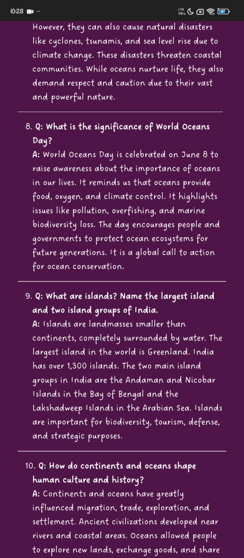The largest island in the world is Greenland. India has over 1,300 islands. The two main island groups in India are the Andaman and Nicobar Islands in the Bay of Bengal and the Lakshadweep Islands in the Arabian Sea. Islands are important for biodiversity, tourism, defense, and strategic purposes.